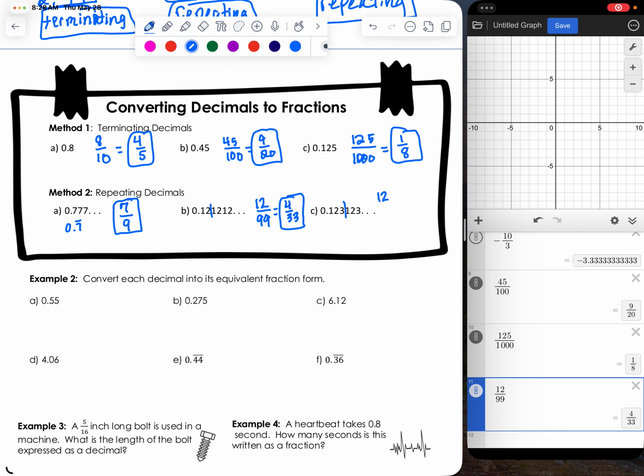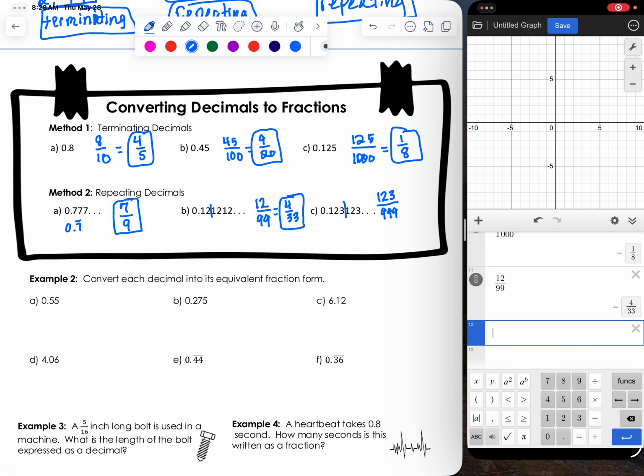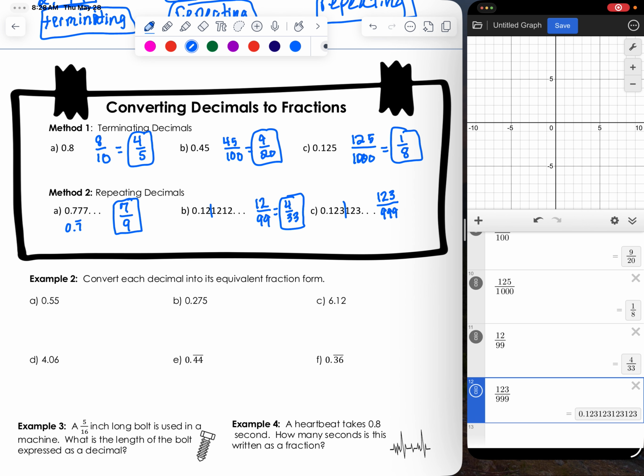I used the 3 numbers that were repeating as my numerator. And then, because there were 3 numbers repeating, 9, 9, 9. And then I used my calculator to help me reduce it. Those are really big numbers. 41 over 333. If you got any of that incorrect, please pause the video and fix your answer now. If you got it correct, congratulations, you're ready to go on to example 2.